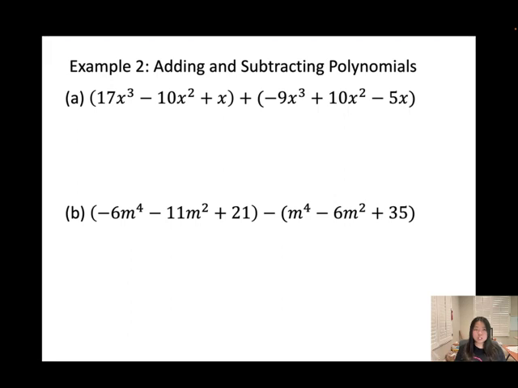Okay, try to work on example 2. I want you guys to combine the like terms. Okay, keep in mind, like terms. So this is a degree 3 and this is a degree 3, so you could add them up here. Okay, and keep in mind we do have the minus here. Make sure you distribute the negative one by one. Okay, try.